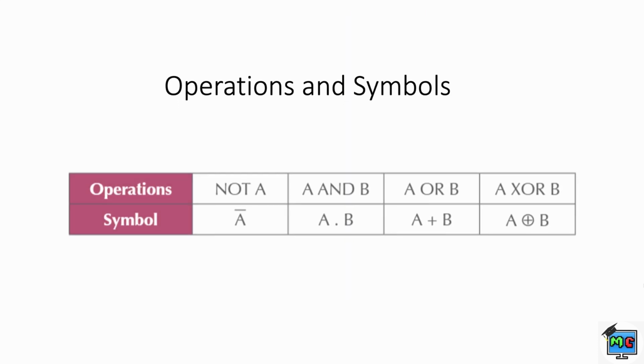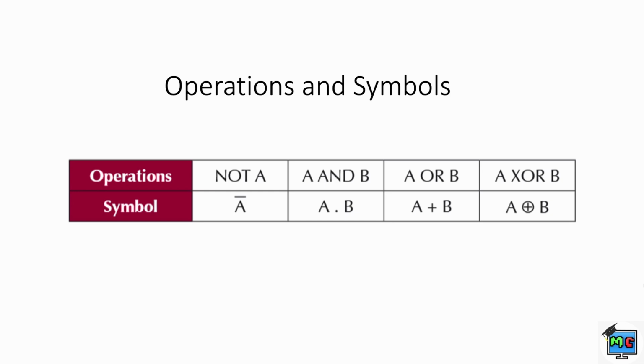Operations and symbols. Okay, that's what it looks like in full. So you have NOT, A with a line on top. A and B going through an AND gate, you write A dot B. The dot represents the AND gate. A or B, A and B going through an OR gate, the OR gate is represented with a plus sign. And then you have A XOR B, A and B going through an XOR gate, that is represented by a plus sign with a circle around it. Is that clear?